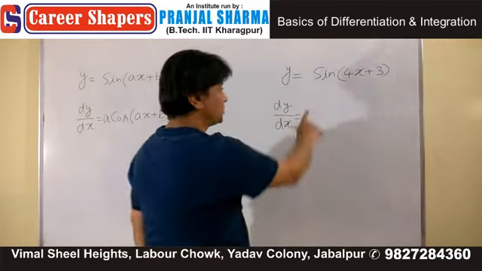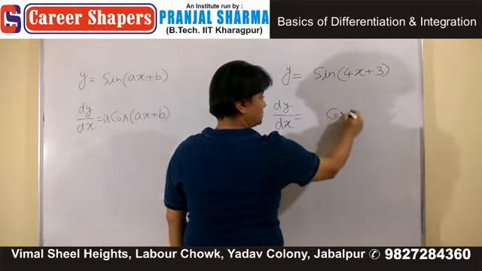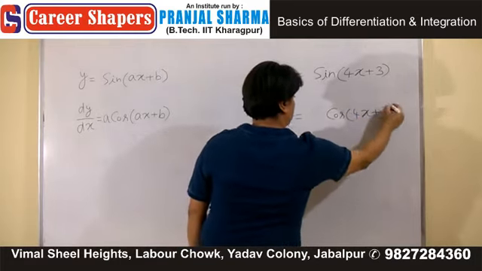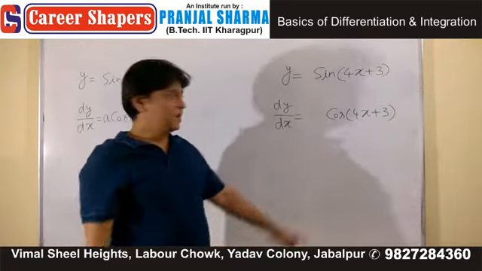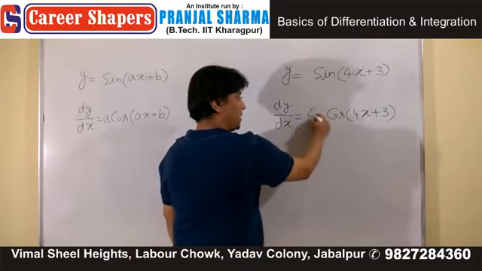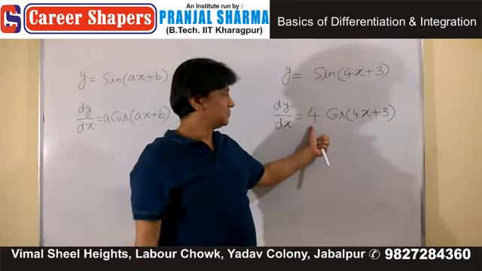Now, if you look at this function, differentiation of sine is what? Cos. And coefficient of x is what? 4. Multiply the whole thing with 4. And you get your answer.